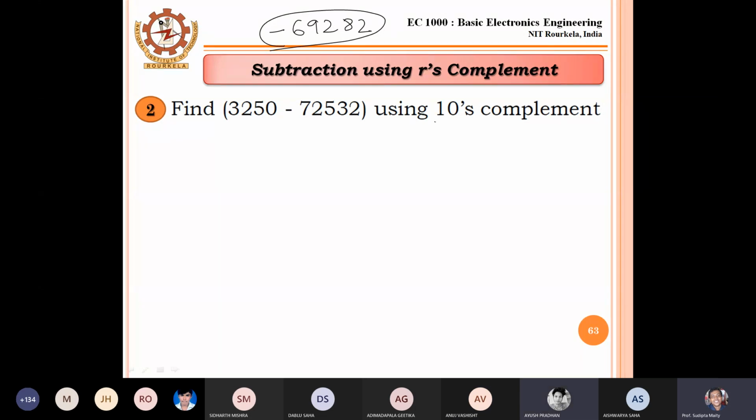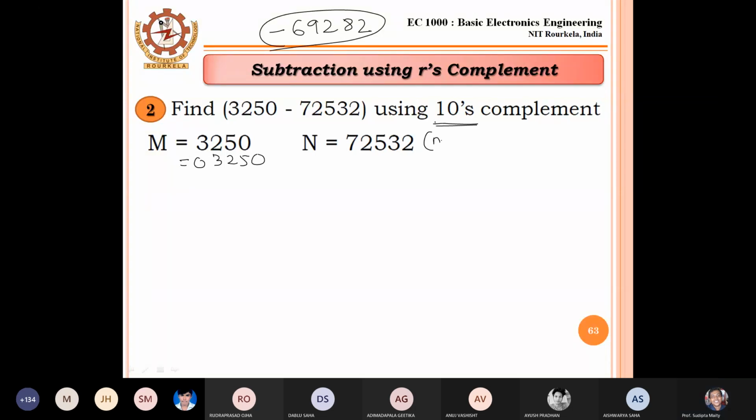But the problem is I have to use R's complement. That means tens complement. So as per my problem, now capital M equal to this one. So I have to make it 03250 to make it 5 bit, and N is given. So N is 5 bit.